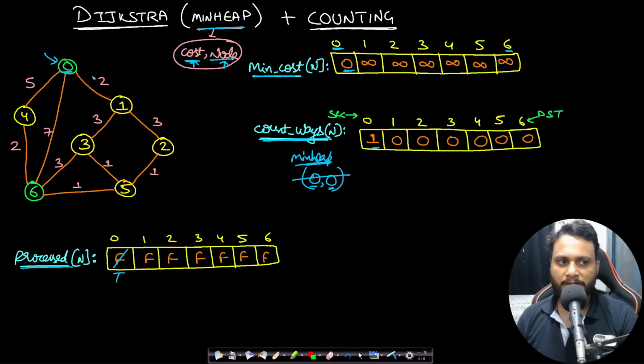And try to process all the edges one by one. So we will be going to the adjacency list. Definitely you have to make an adjacency list of this graph, and 4, 6, 1 are adjacent. So let's process them one by one.